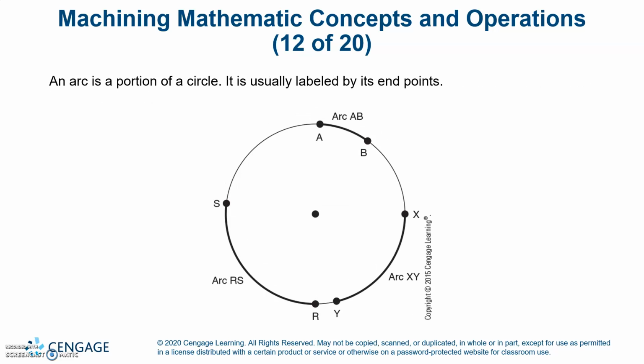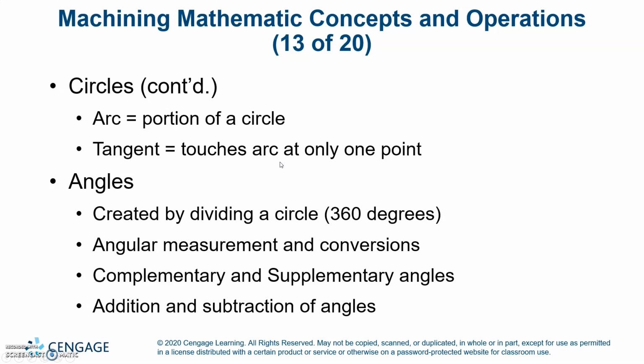An arc is a portion of a circle, usually labeled by its endpoints. So you can see arc AB, arc XY, and arc RS. So it's part of a periphery. Circles: arc equals a portion of a circle. Tangent equals touches the arc only at one point.